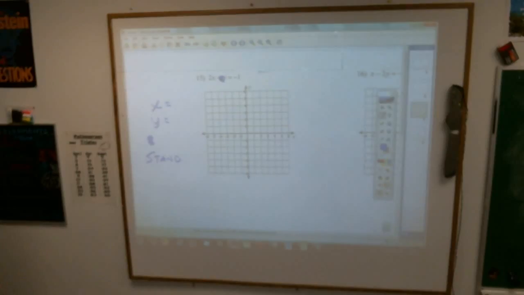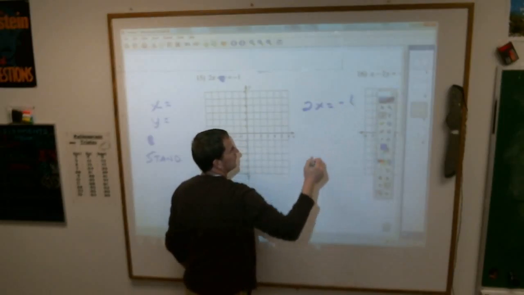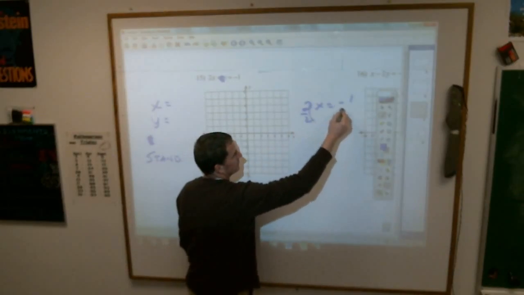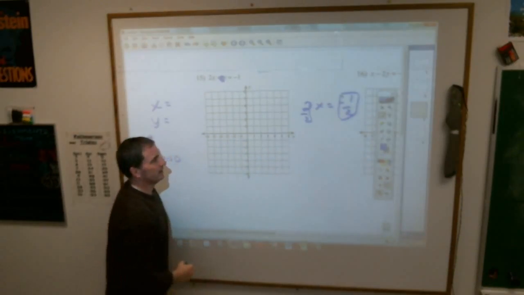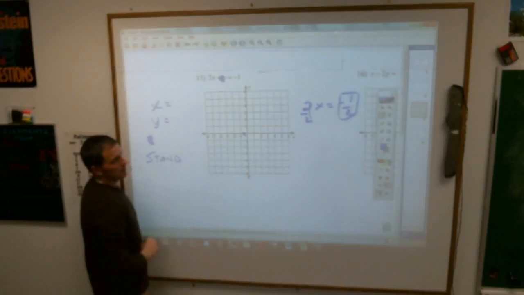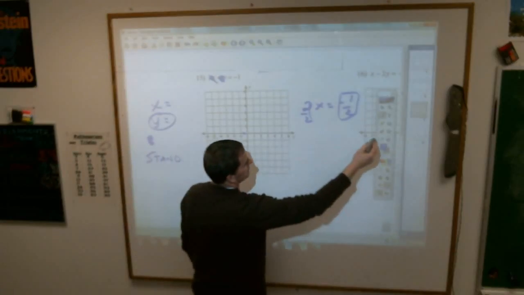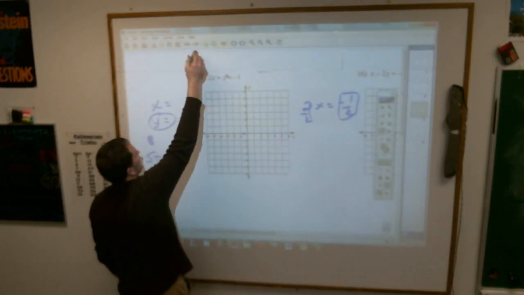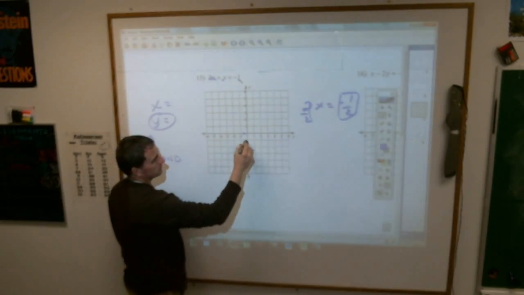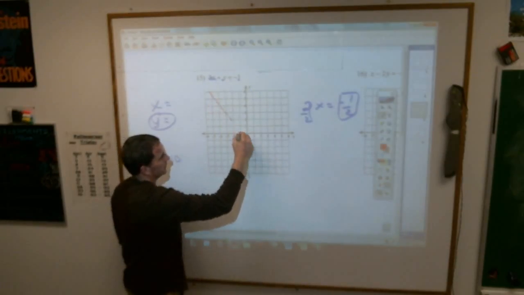If 2x equals -1, what does x equal? Get rid of the 2 in front of the x, you divide by 2. x equals -1/2. Not pretty, but you can do it. It's between 0 and -1. -1/2 is right there. To find the y-intercept, you put 0 in for x. If you put 0 in for x, what is y? y is -1. There are your 2 dots that are going to form your line.